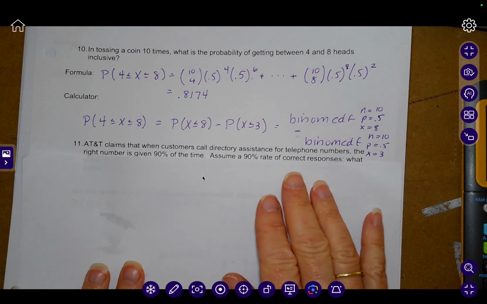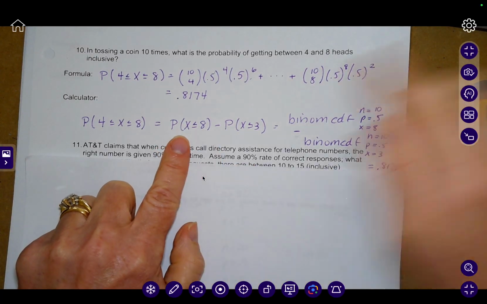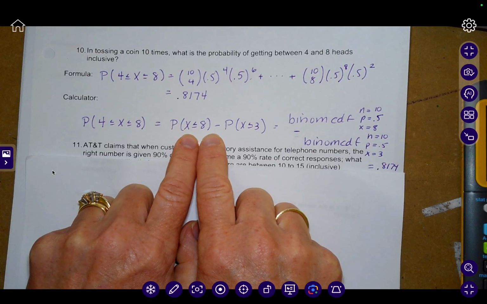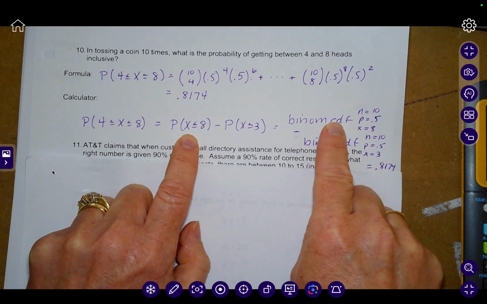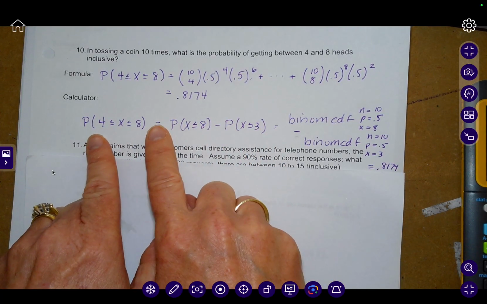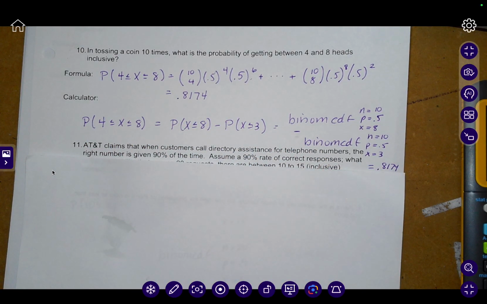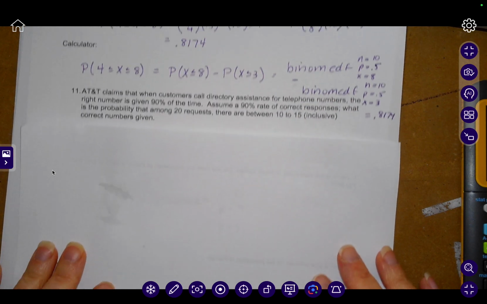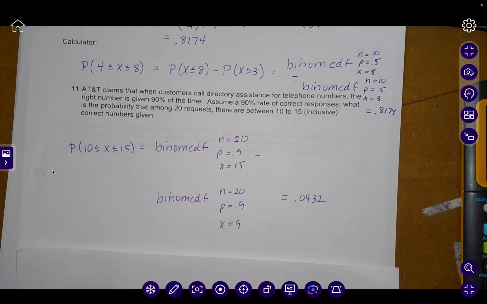What I did here with the CDF is I got the probabilities of everything up to 8 heads. So I got 0 through 8 heads here, so that's cumulative 0 through 8. And then I subtract out 0 through 3 heads, so then what I'm left with is 4 through 8 heads. So go ahead and try number 11 now, and again, unpause when you're ready. This is the answer you should have gotten for this one.